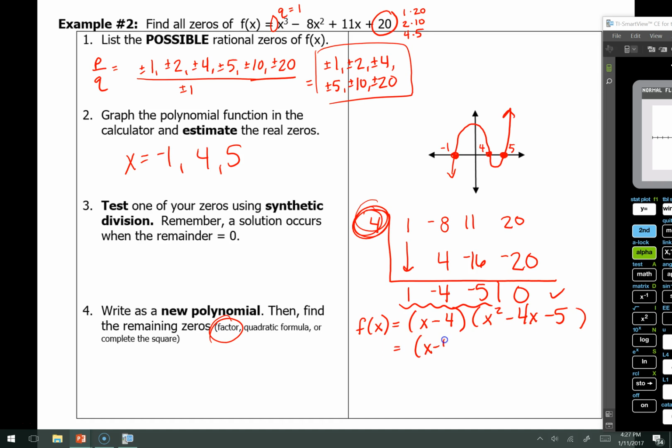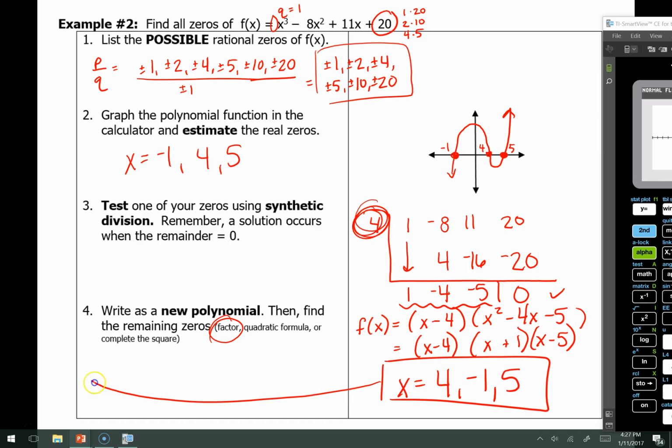So I've got x minus 4, and I'm going to use a 1 and a 5 when I factor these. The 5 is going to be the negative, and the 1 is going to be positive to get me that -4 when I add them together, which means that my solutions are +4, -1, and +5. Verifying your work here, notice that those are the same ones that we estimated a moment ago.